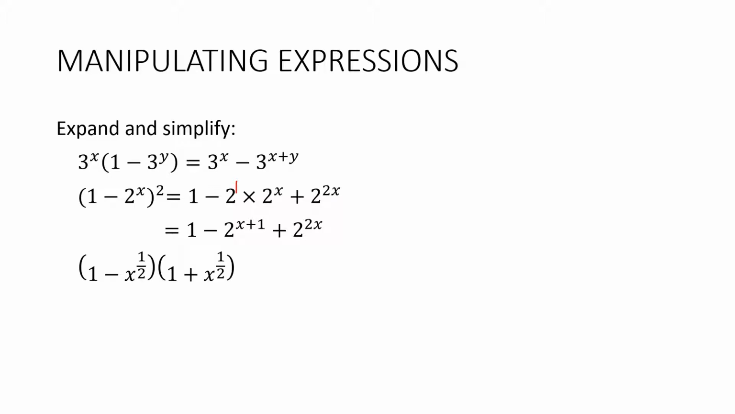Okay, what about this one? In this case, I could do FOIL on it: first, outer, inner, last. But this is a difference of 2 squares, which means that the outer term and the inner term are going to cancel. So all we have to do is the first and the last. 1 times 1 is 1 minus x to the half times x to the half. I just need to tidy this up. When I multiply pronumerals that are the same, I add the exponents. A half plus a half is 1. So that's equal to 1 minus x.